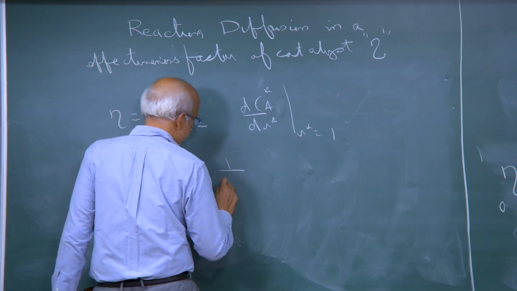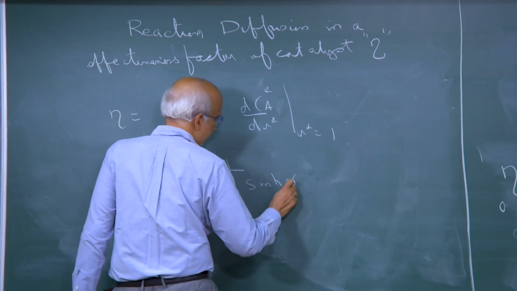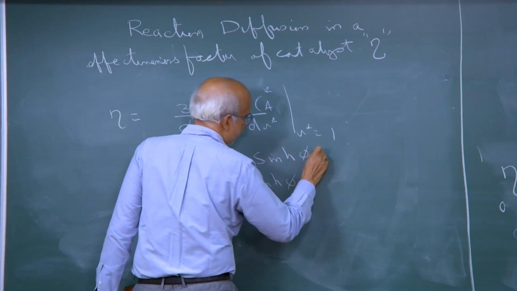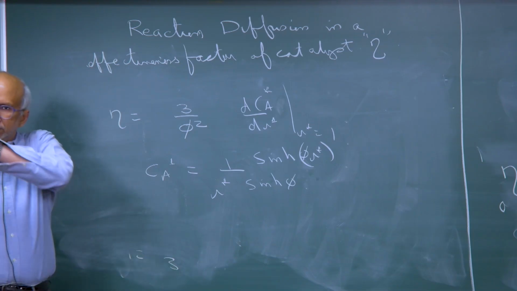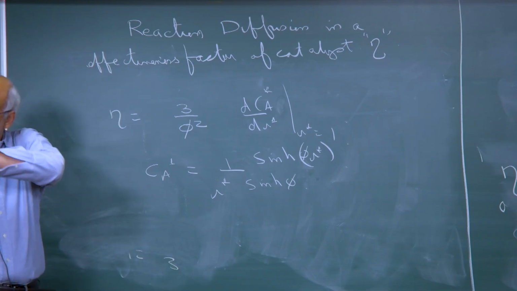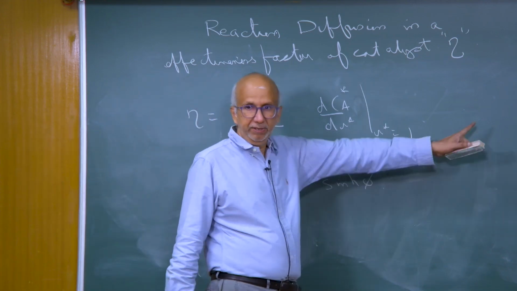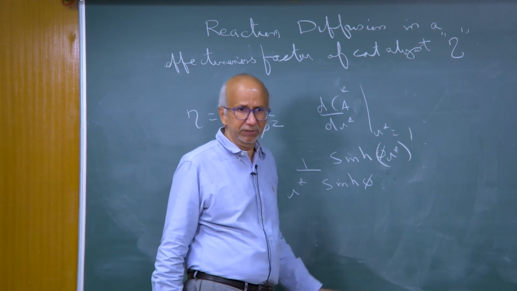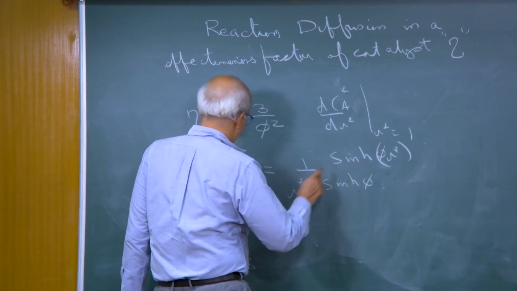1 by r star sinh(phi r star). That is CS star. We derived that. We found the expression for the concentration inside. So, I need to find the derivative of this. Again, this is a constant, this is a product rule, use that.